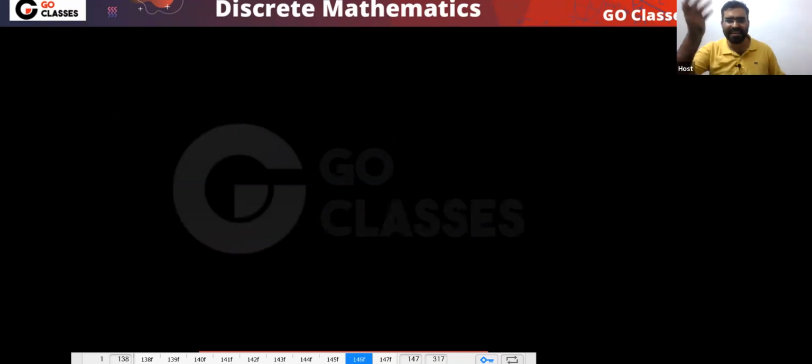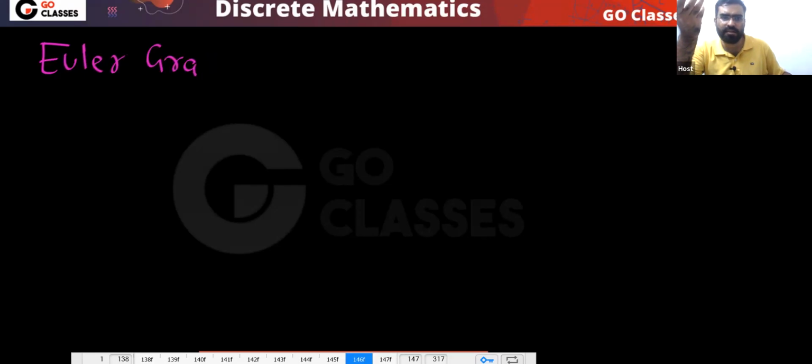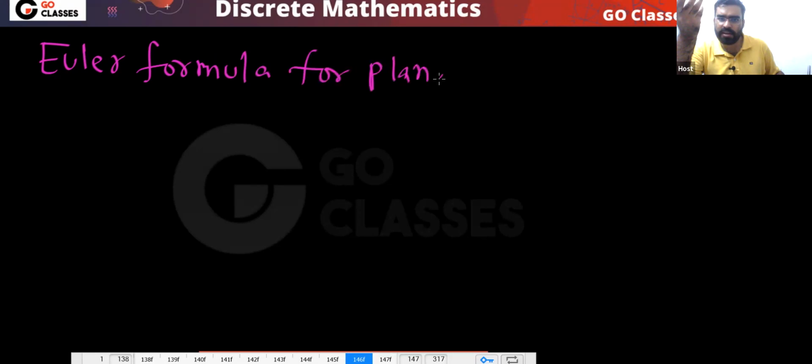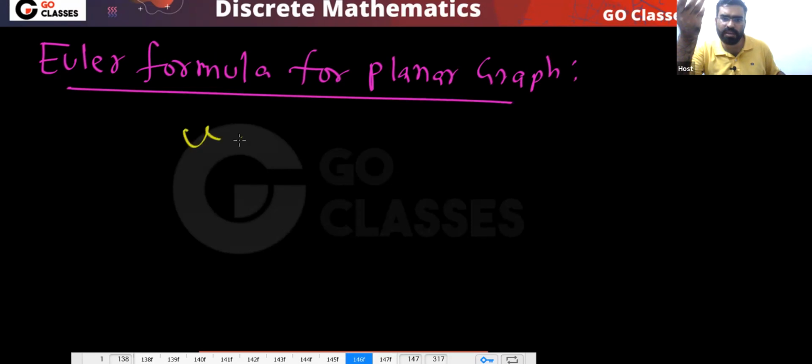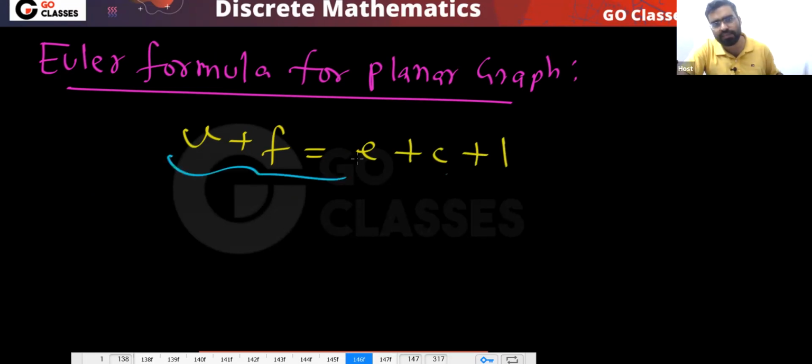Anyway, you can remember this, it is a simple formula. There is nothing complicated in this formula. Maybe you can create a trick for this Euler formula for planar graph. For example, V plus F is equal to E plus C plus 1. VFEC, some trick you can create, like VFEC.